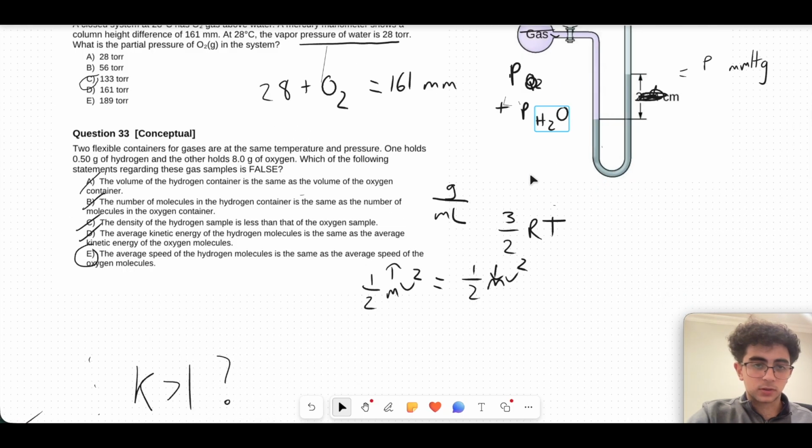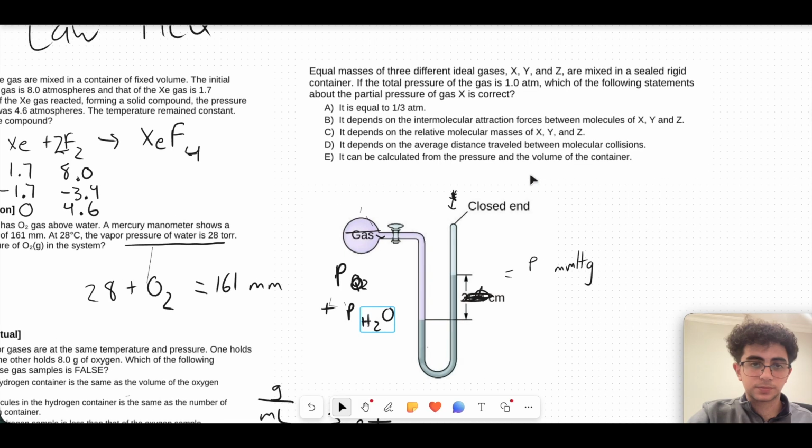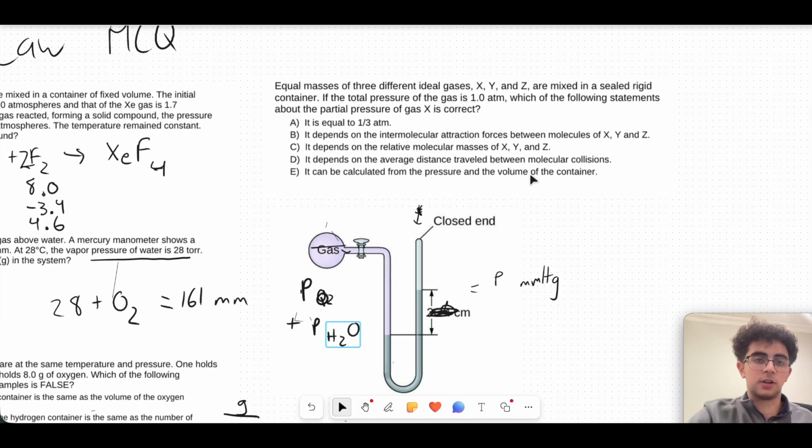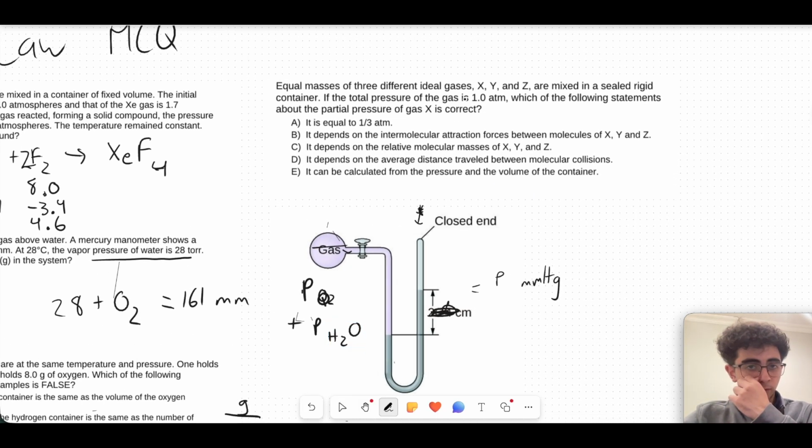Moving on to the next question. And the last one for today. Equal masses of 3 different ideal gases X, Y, and Z are mixed in a sealed rigid container. If the total pressure of the gas is 1.0 atm, which of the following statements about the partial pressure of gas X is correct? It is equal to 1/3 atm.